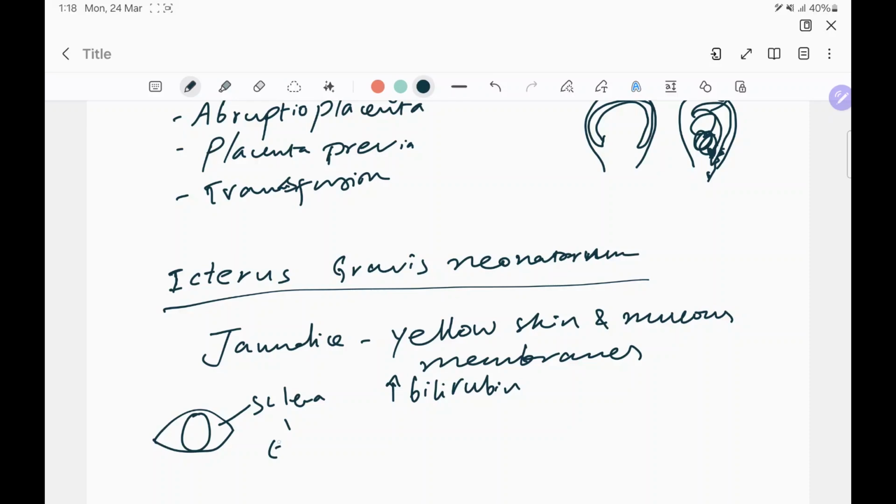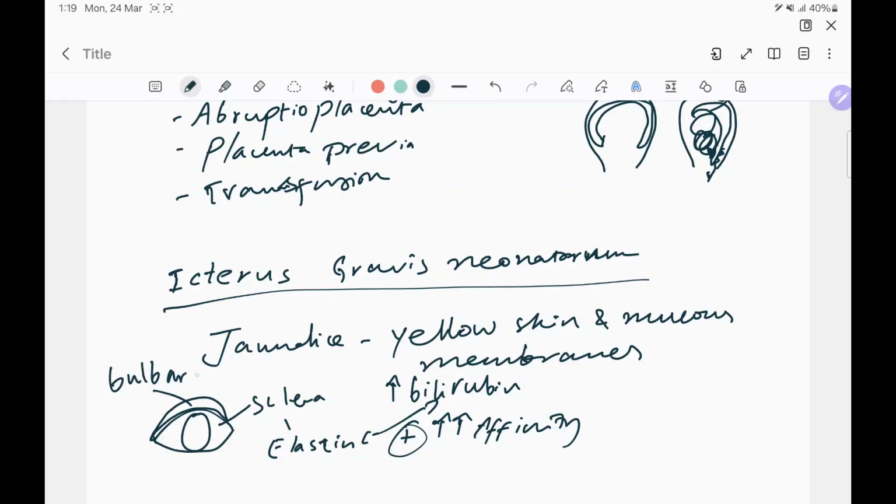So the sclera has a lot of elastin. Bilirubin has a very high affinity to elastin, and this causes the bilirubin to stick to the elastin. So the first thing that gets yellow is actually your sclera, followed by the skin and mucous membranes. And you always want to see the sclera in the upper part of the sclera, which is what you call the bulbar conjunctiva.